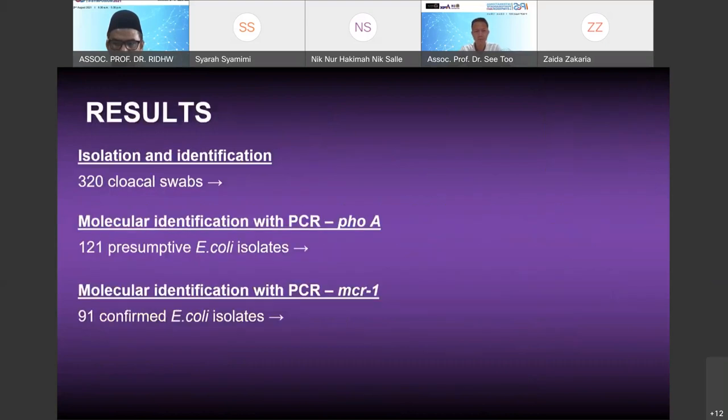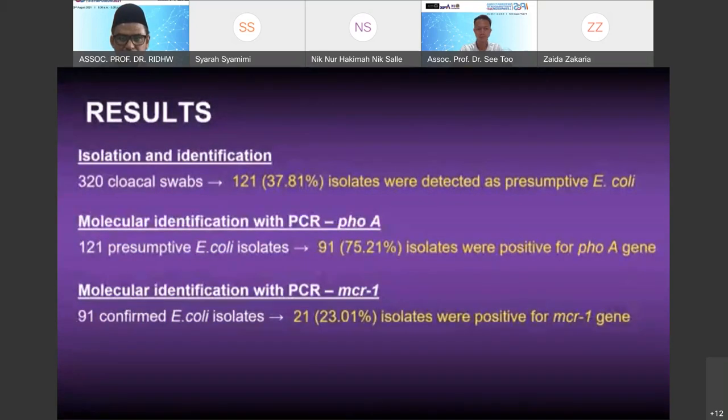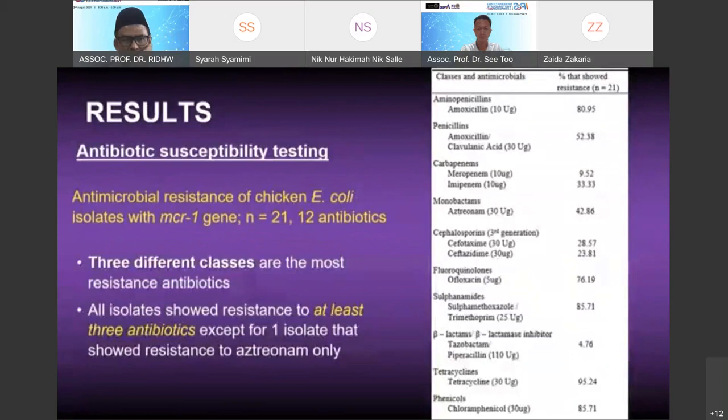And for the results, based on the isolation and identification method, from 320 cloacal swabs, 121 isolates were detected to be presumptive E. coli, which is about 37.81%. And for molecular identification with PCR, using the uidA gene, from 121 presumptive E. coli isolates, 91 isolates were detected, which is about 23.01%.